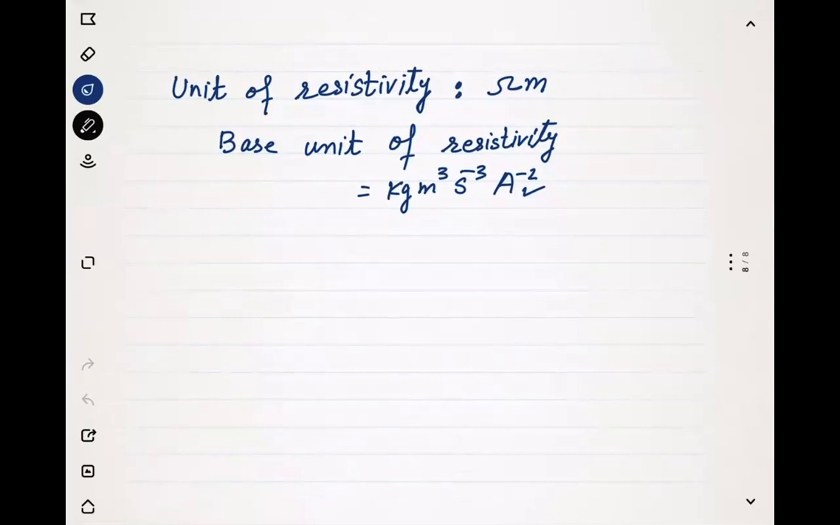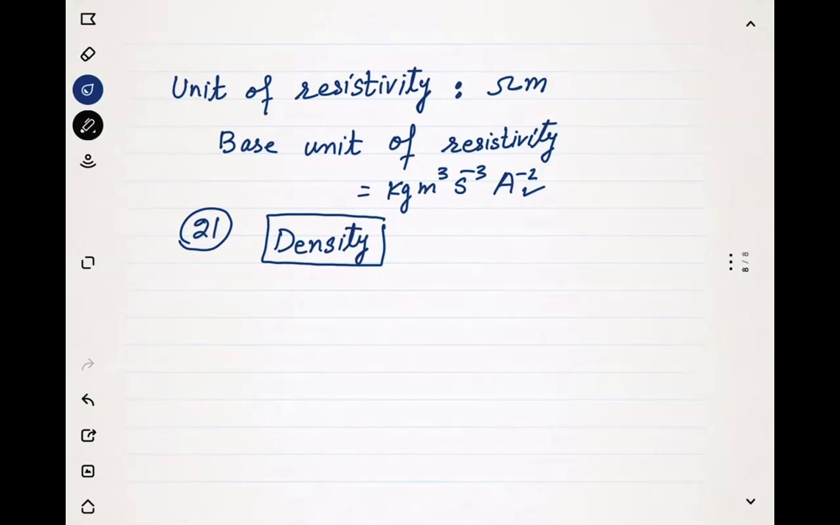Number 21 is density. Unit, base unit, and everything for density. Density and resistivity both have the symbol rho. The reason for having a common symbol is common behavior. Resistivity is independent of the dimensions, and density is also independent of the dimensions. Resistivity depends on temperature and material. Same is for density. It only depends on the material and the temperature.